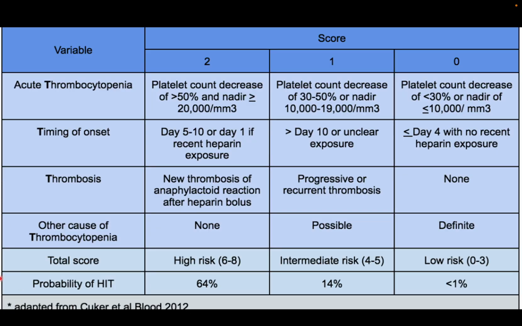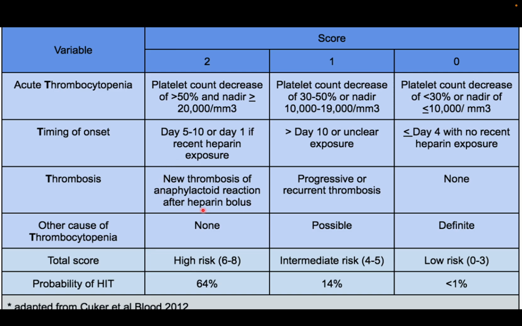This is the 4T score which we use to predict heparin-induced thrombocytopenia. For acute thrombocytopenia, the platelet count decreases by more than 50%, and the nadir, the lowest platelet count, is more than 20,000. Generally the platelet nadir does not go below 20,000 in heparin-induced thrombocytopenia. In the scoring system for timing of onset, day 5 to day 10 scores highest, more than day 10 or less than day 4 scores lower. With recent heparin exposure, within 100 days, it can definitely occur on day 1 also.